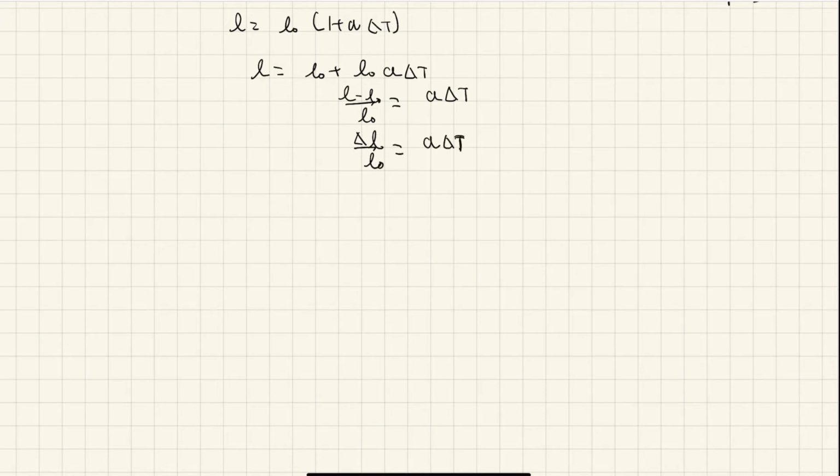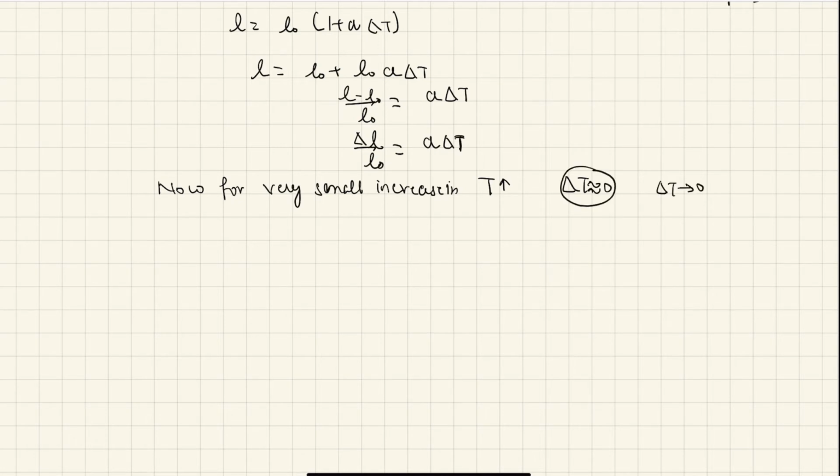Now for a very small increase in temperature, delta T will be nearly equal to zero. Or I could say delta T approaches zero. Then I could write this whole expression as dL upon L naught equals alpha dT, right?